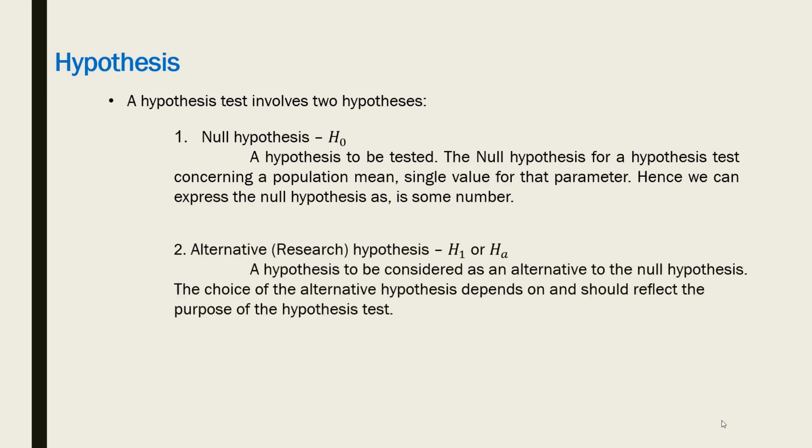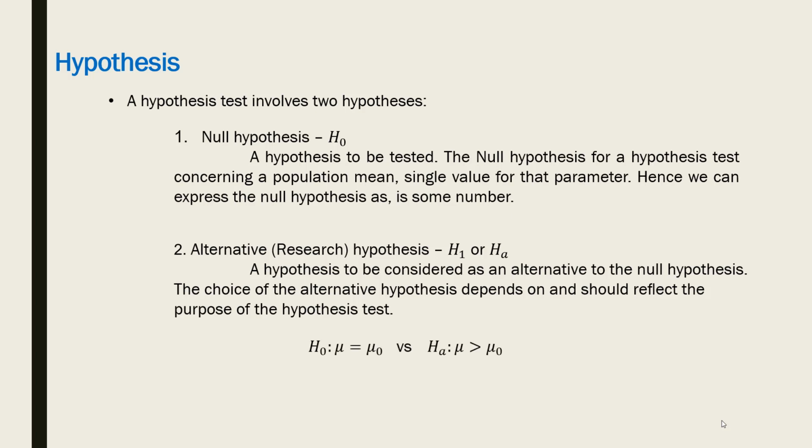Right, next one is the alternative hypothesis. Here we use H1 or HA, either one. A hypothesis to be considered as an alternative to the null hypothesis. The choice of the alternative hypothesis depends on and should reflect the purpose of the hypothesis test. There are three cases here.